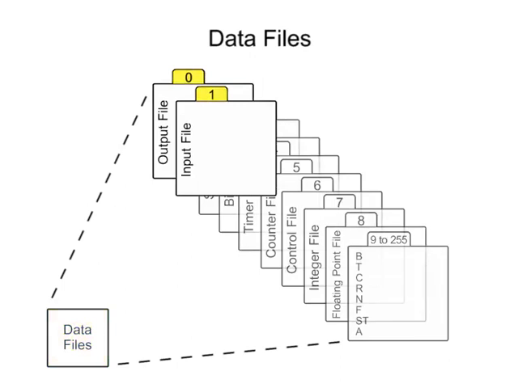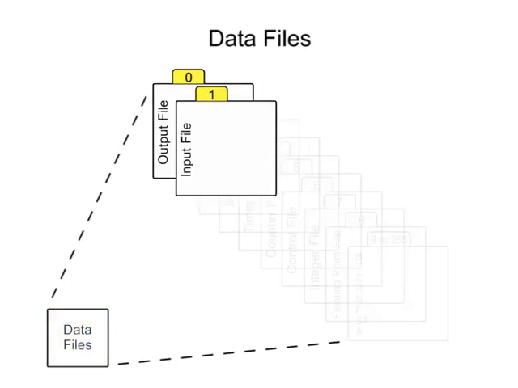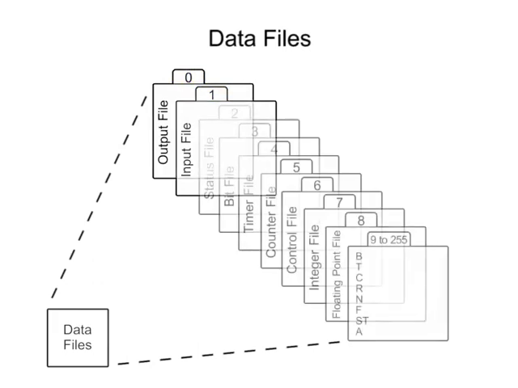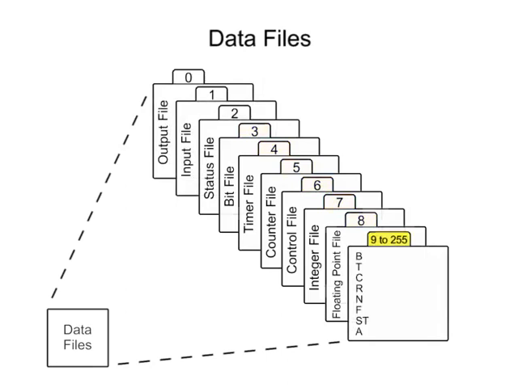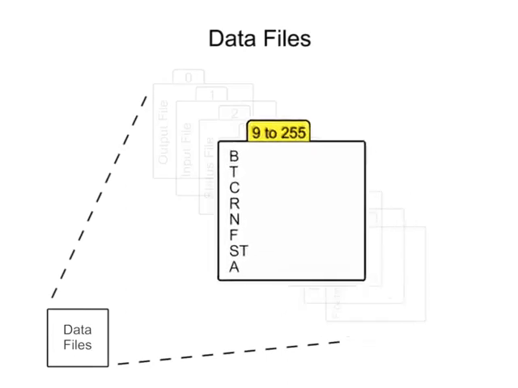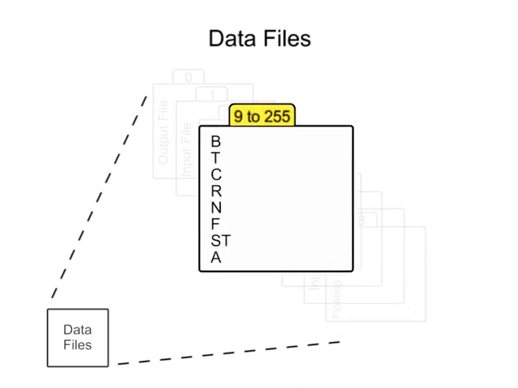Files 0 and 1 are input and output data files assigned to a physical location of a rack and slot, providing an interface to real-world input-output. Files 3 through 8 store the processor status, numerical data, and status of various bits. The remaining data files, 9 through 255, are user-defined based on the requirements of the program or instructions used, and may be configured for bit, timer, counter, or others.